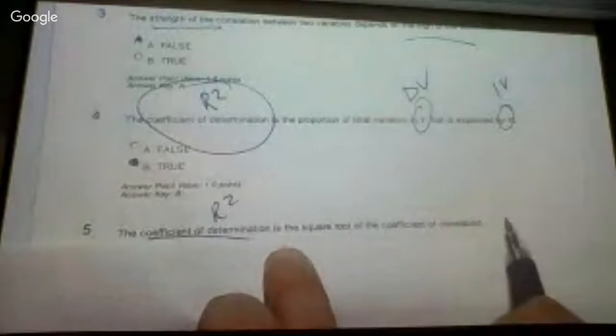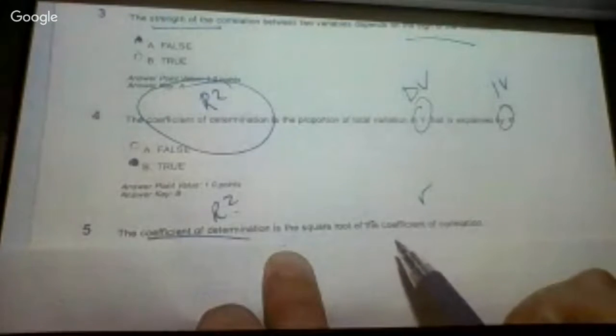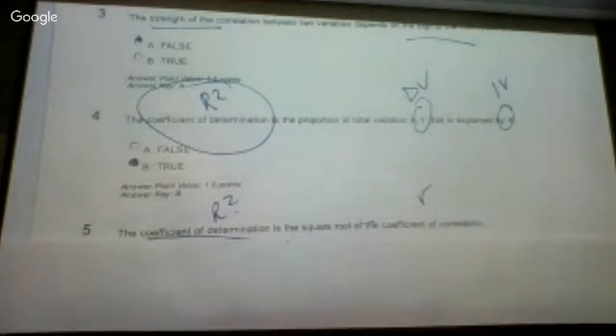What's the symbol for coefficient of correlation? What's that symbol? Is r squared the square root of r? What do you think? Is r squared the square root of r? No. So I'm going to call this one true or false. Right on. 5's A. 5 down, 96 to go.